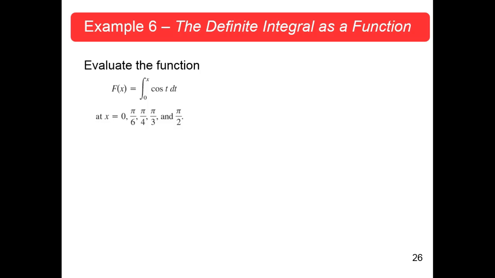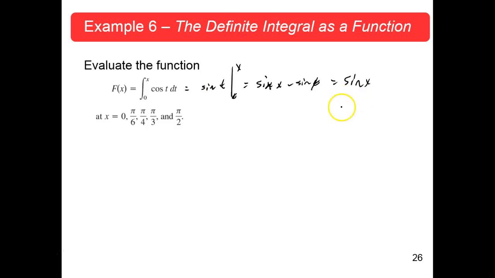But easier than that is what they just showed us. And what is the antiderivative of that? It would be sine t, right? Evaluated from 0 to x. Well, that would be sine x minus sine of 0. But what is the sine of 0? Anybody? 0. So this is just sine x.